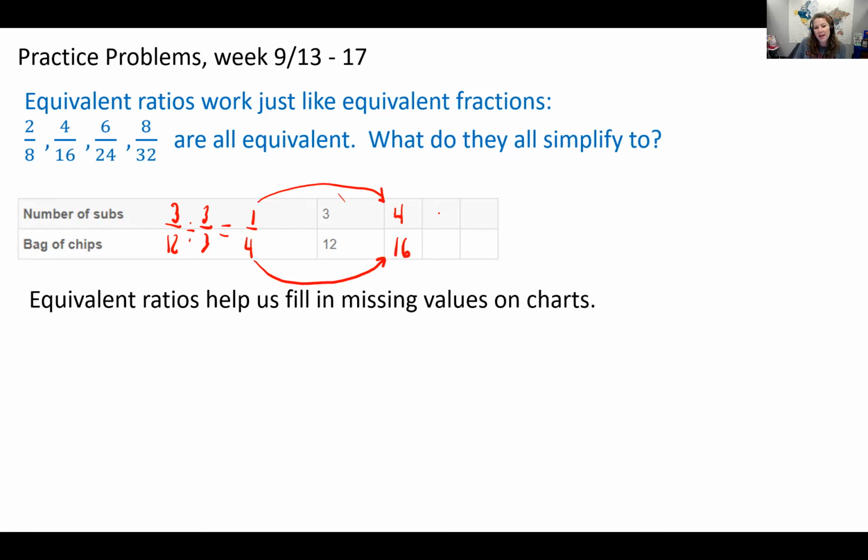So what if I had 6 subs? I'd have 24 bags of chips. And what if I had 10 subs? According to this ratio, 1 to 4, I would have 40 bags of chips. Okay, so you see how that works? You can use equivalent ratios to fill in missing values.